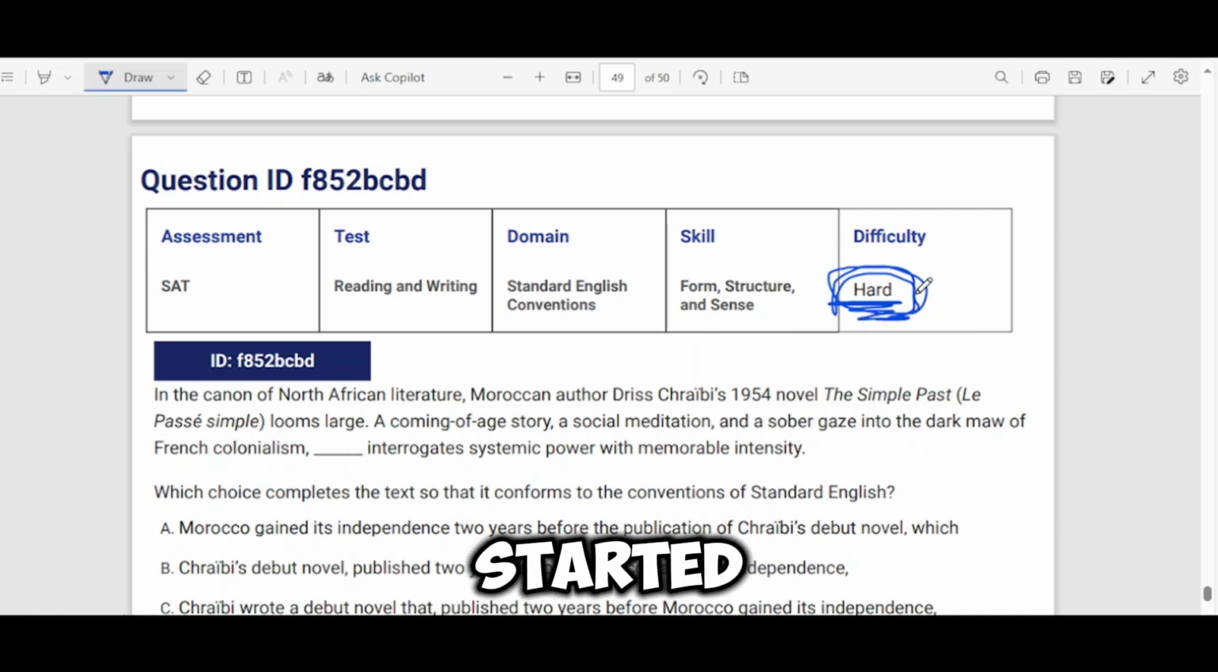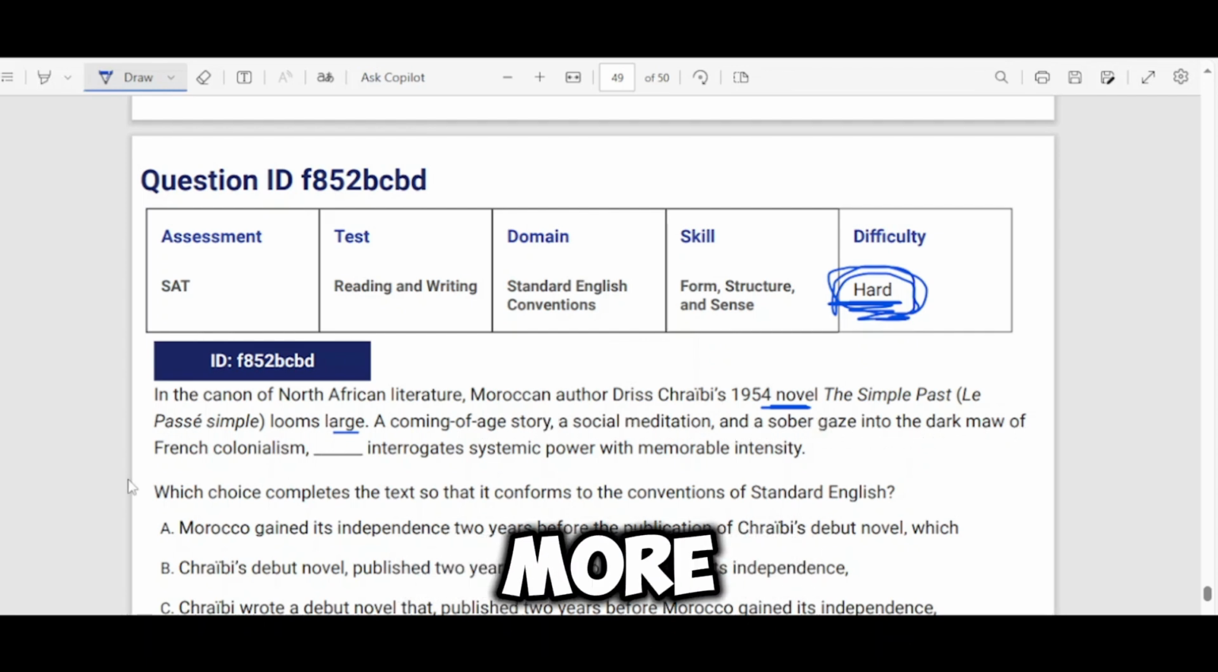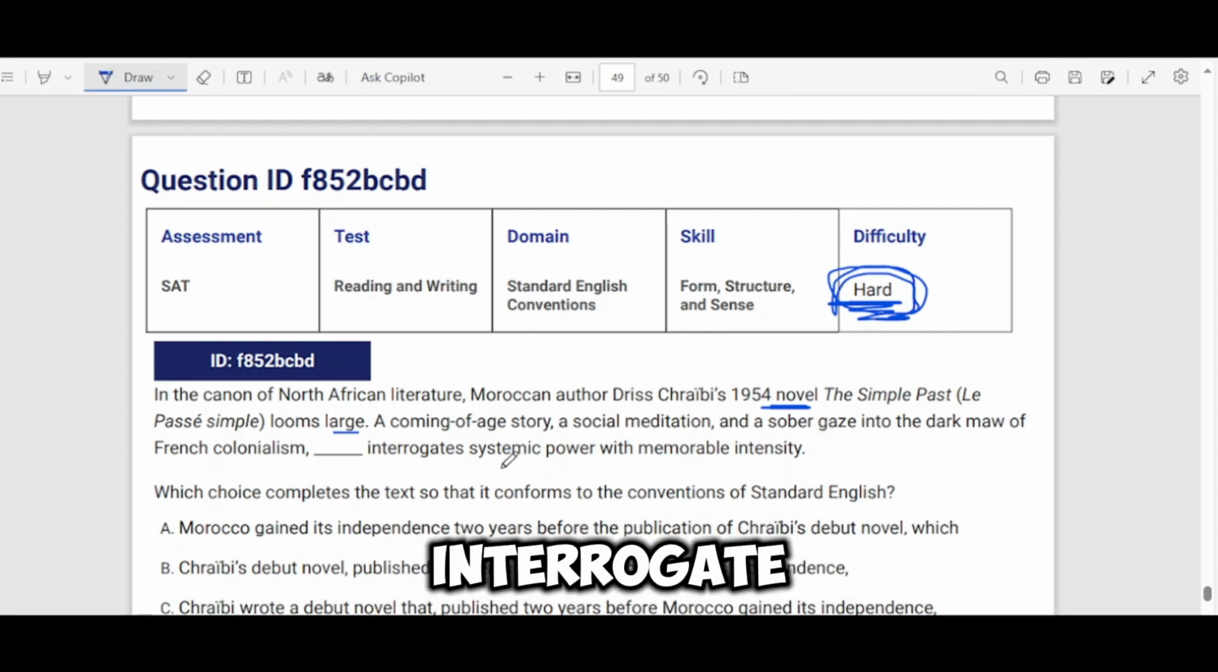And so let's get started with this example. In the canon of North African literature, Moroccan author Driss Chraibi's 1954 novel The Simple Past looms large. Alright, a coming of age story, a social meditation. Okay, so what are they talking about? They're talking about this novel. Alright, a coming of age story, a social meditation, and a sober gaze into the dark maw of French colonialism. Dash interrogates systematic power with memorable intensity.